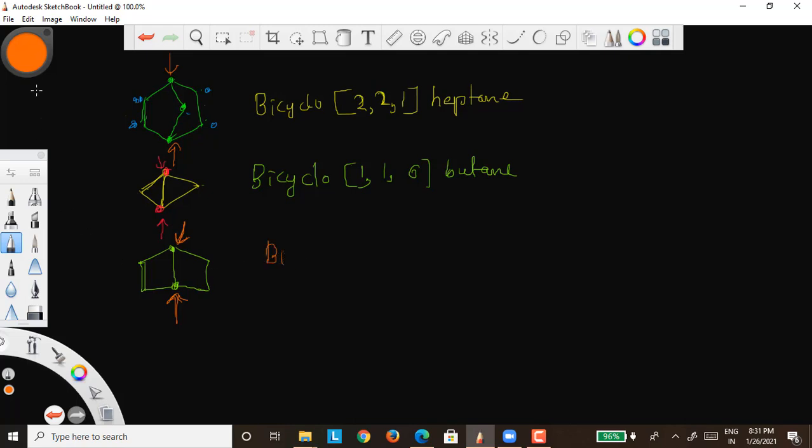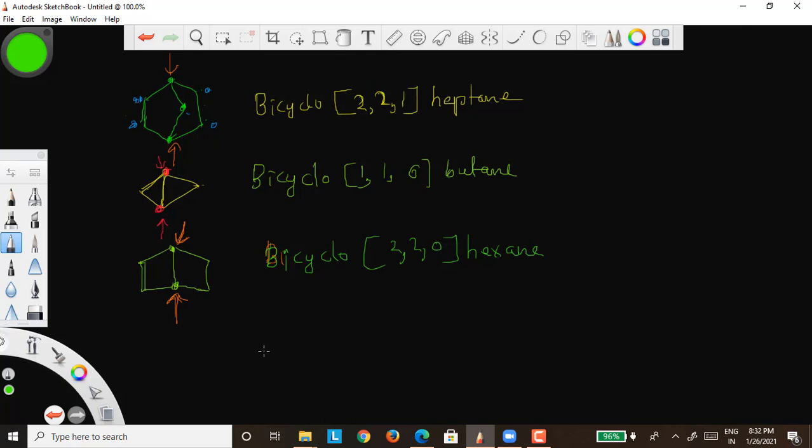So this is bicyclo. Sorry, this is not visible properly. Let us change the color. This is bicyclo. This side 2, this side 2, this side 0, because in between the two bridgeheads there is no carbon. So we say 2 2 0. But how many carbons in total? This side 2, this side 2, 4, and the two bridgeheads make 6. So you give hexane. Okay. So this is the naming of a bicyclo compound.